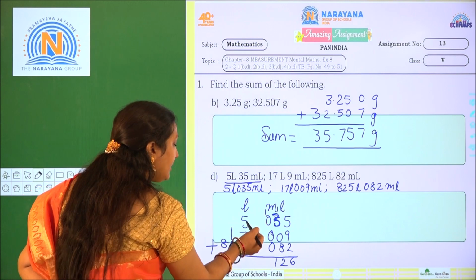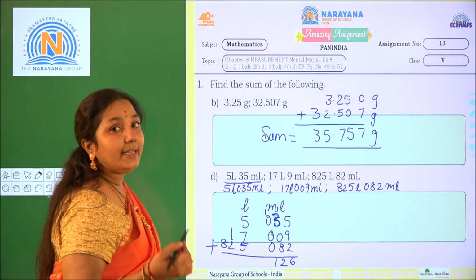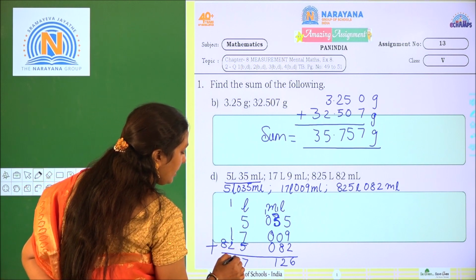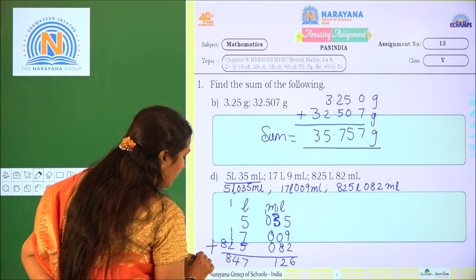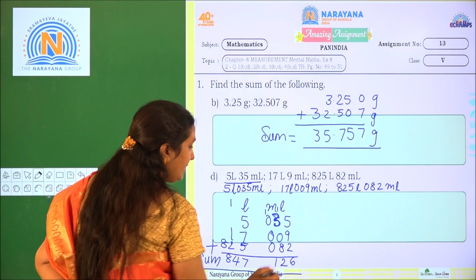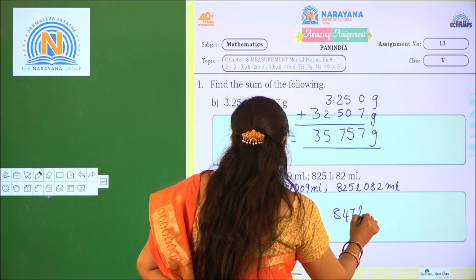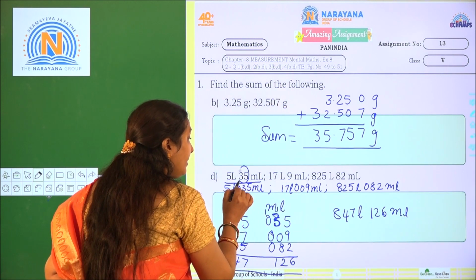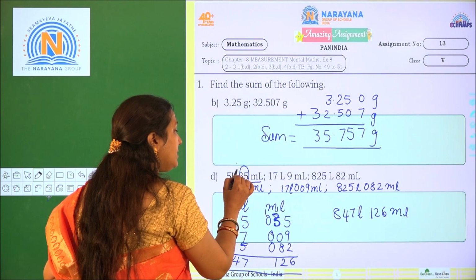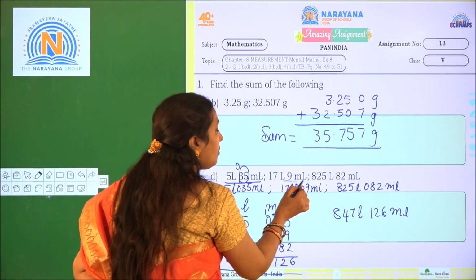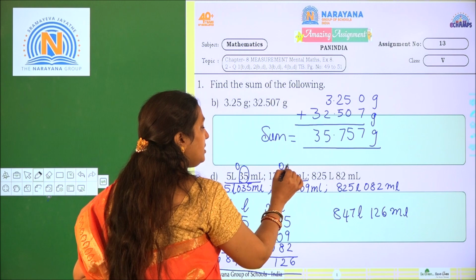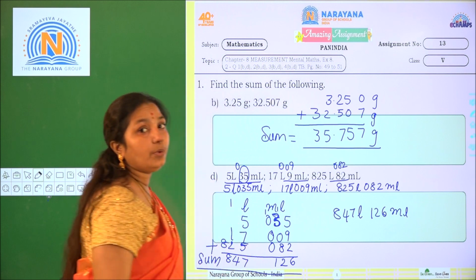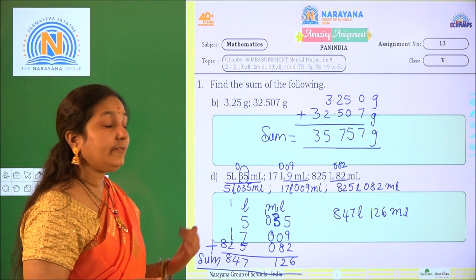So now add it here in the liters column. 5 plus 7 is 12. 12 plus 5 is 17. 1 we group it. 1 plus 1 is 2. 2 plus 2 is 4. So it will be 8. So the sum is 847 liters 126 milliliters. Where we are given 35 milliliters, we have to keep the 0, and here only 9 milliliters means 2 zeros. Like here only 82 means 082. So we can convert and add, it will get easy.